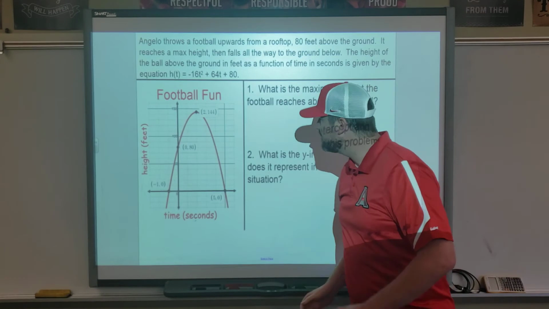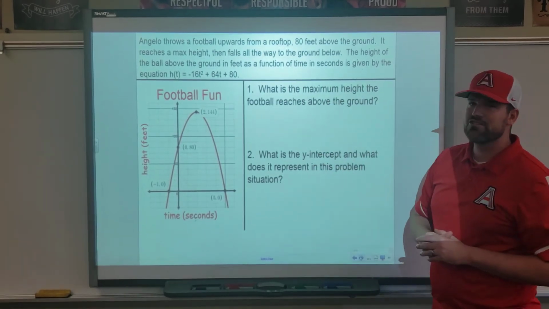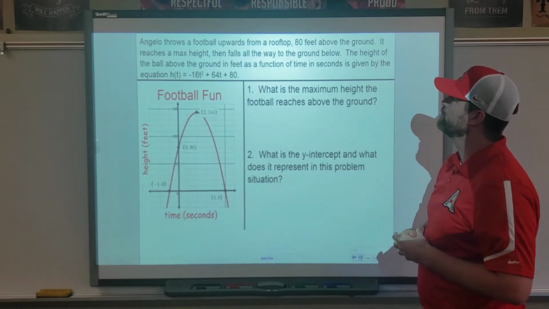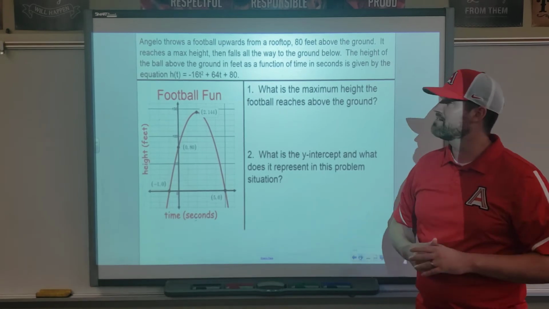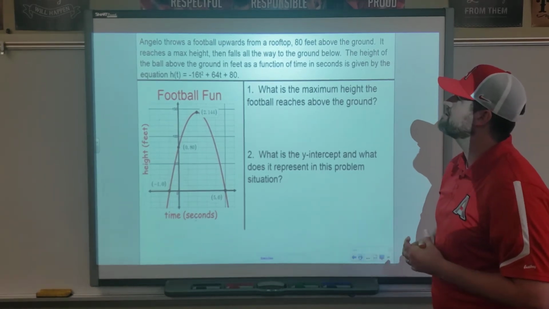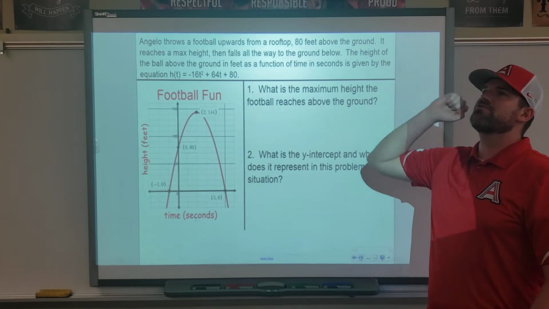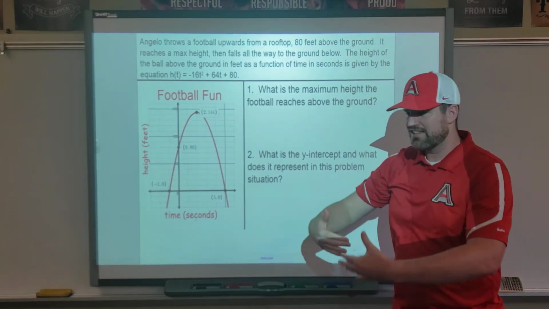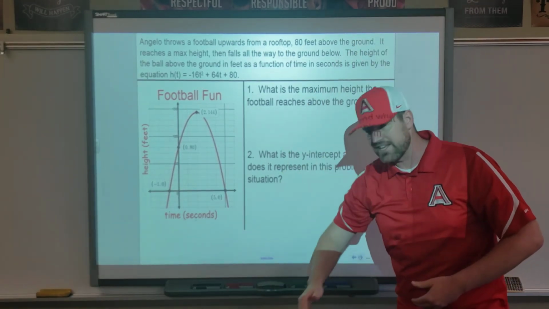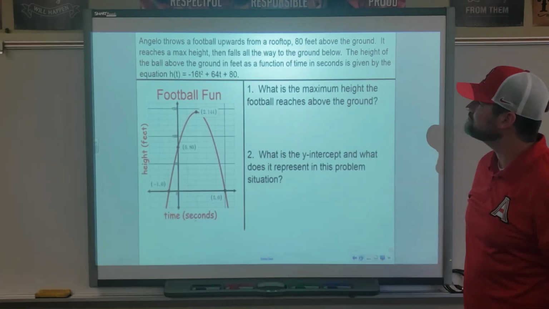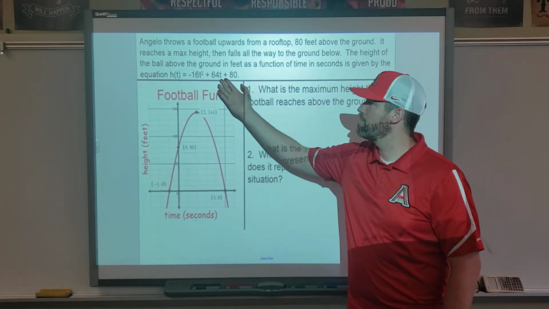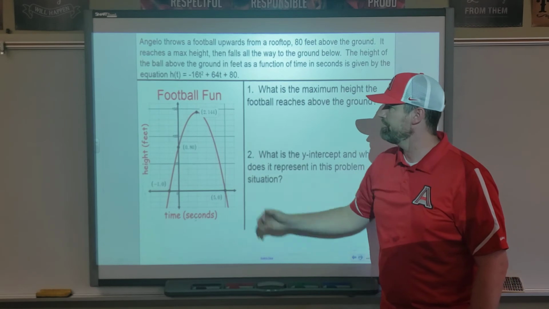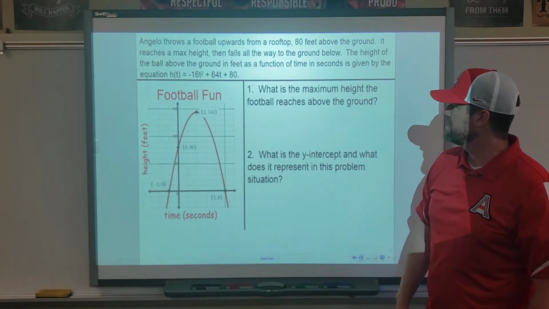All right. Angelo, my man, is throwing his football. He's up on top of a roof 80 feet above the ground. I don't know why he's doing that, but anyway, sounds interesting. And he throws the football up in the air, and he's kind of standing on the edge of the roof, and then the ball goes and it hits the ground 80 feet below. We're given the function that represents this. I went ahead and graphed it. We got some of our key points.